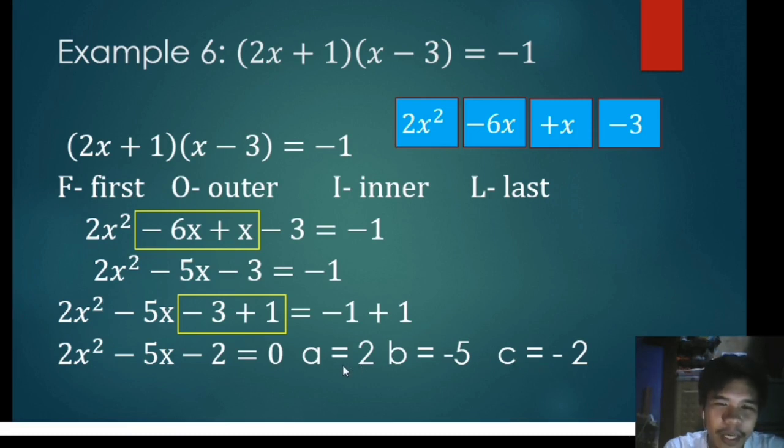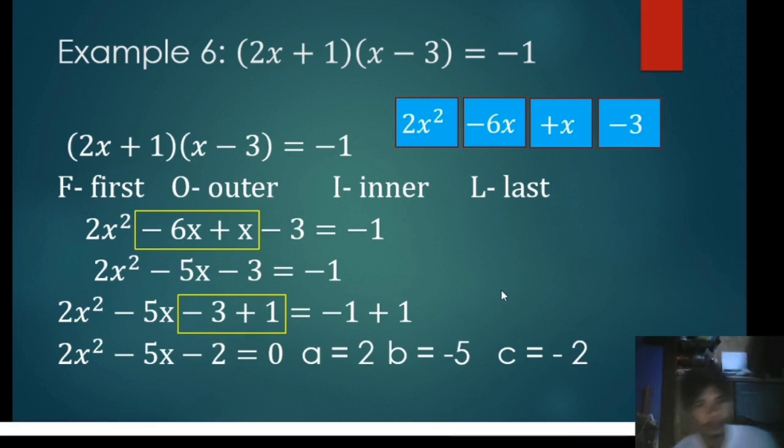The value of a is equal to positive 2 since the numerical coefficient of the quadratic term, or x squared, is 2. The value of b is negative 5 since the numerical coefficient of the linear term x is negative 5. The value of c is equal to negative 2 since the constant term is equal to negative 2.